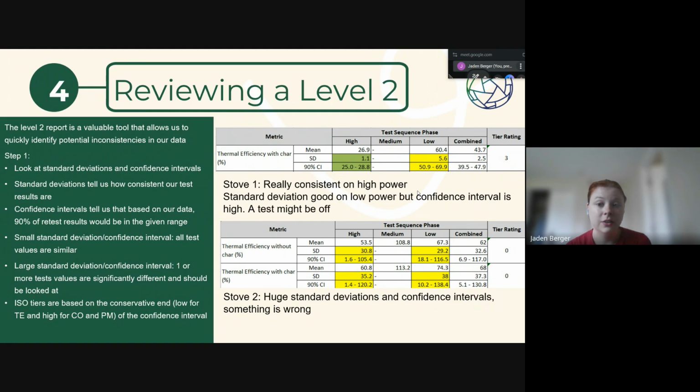which is important to pay attention to, because that can bring up questions from clients if you're reporting that. And they're like, well, the average is super high, but because your confidence interval is so wide, your tier is 1 instead of 3.